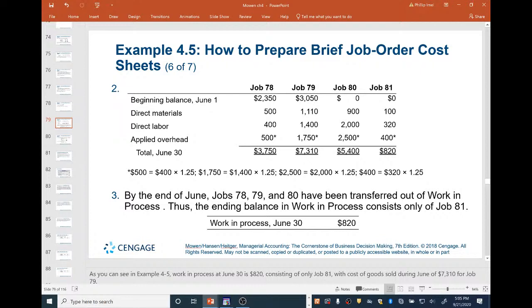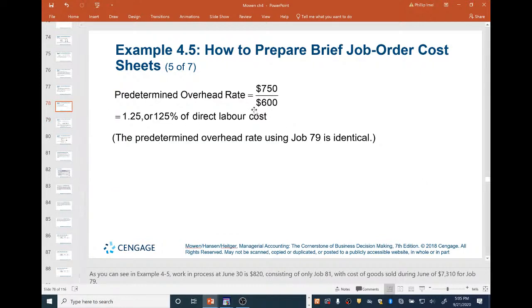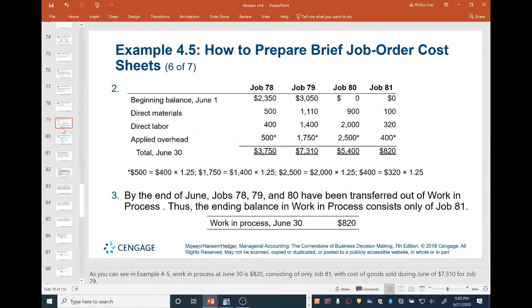So the $500 is found by the 400 times the 1.25. Remember, the direct labor is the cost driver, right? So we're just multiplying it by the 1.25 that we just found. Same thing that we did before. It's just that we just had to work backwards for step one. And same thing for 1,750, 1.25 times the 1,400. 2,500 is the 1.25 just by the 2,000. So it's the direct labor. Everyone seeing that?